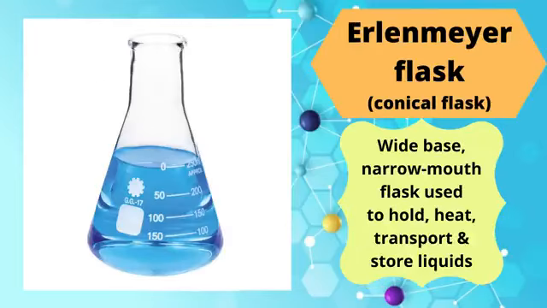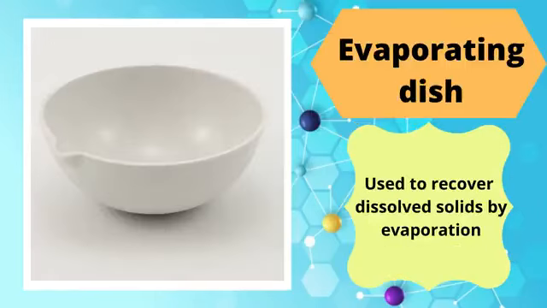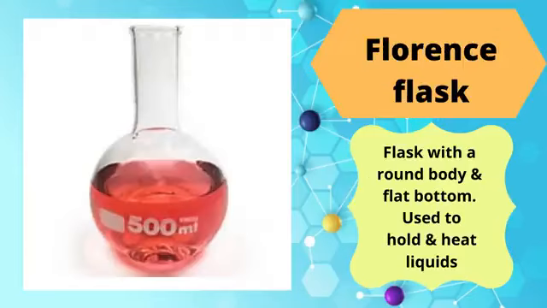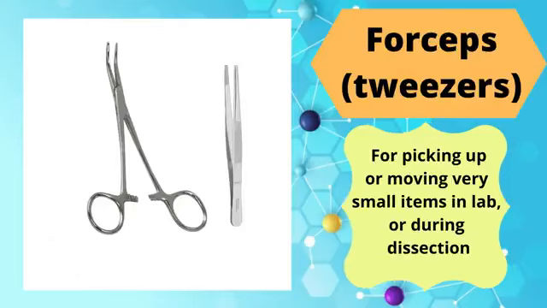Erlenmeyer flask, also known as a conical flask. It has a wide base and a narrow mouth, and it is used to hold, heat, transport, and store liquids. Evaporating dish, used to recover dissolved solids by evaporation. Florence flask, flask with a round body and flat bottom, used to hold and heat liquids.